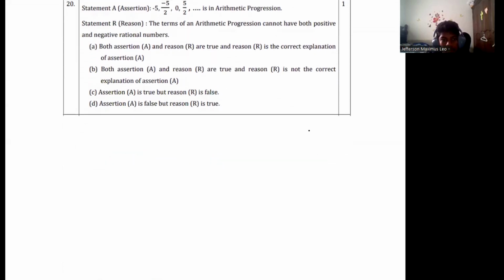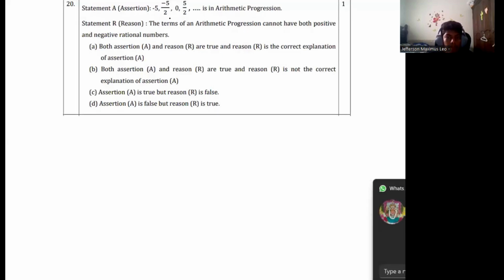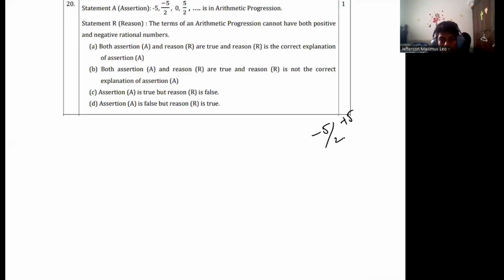Question 20. Assertion: minus 5 by 2, 0, 5 by 2 is an arithmetic progression. Reason: the terms of an arithmetic progression cannot have both positive and negative rational numbers. First let's check whether it is an arithmetic progression. 5 by 2 minus 0 is 5 by 2, and 0 minus of minus 5 by 2 is also 5 by 2. So it is an arithmetic progression.